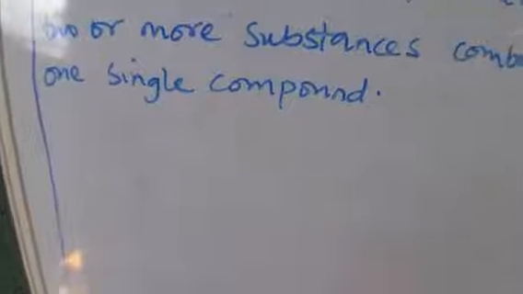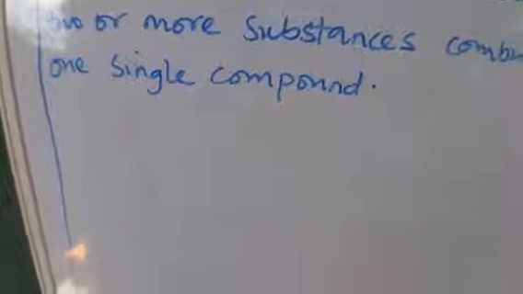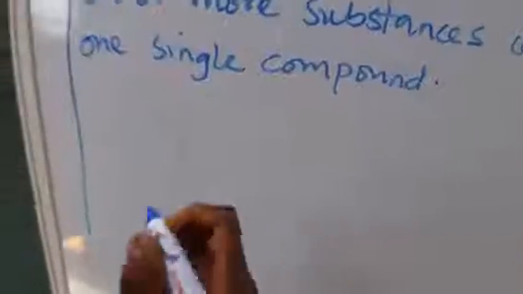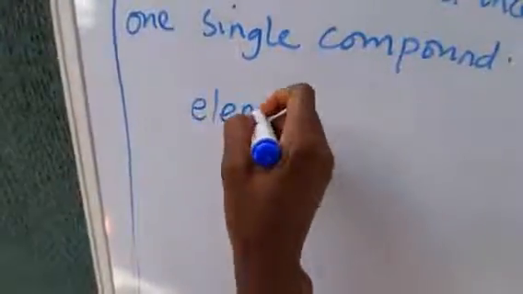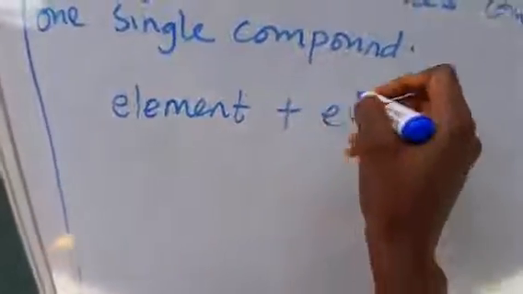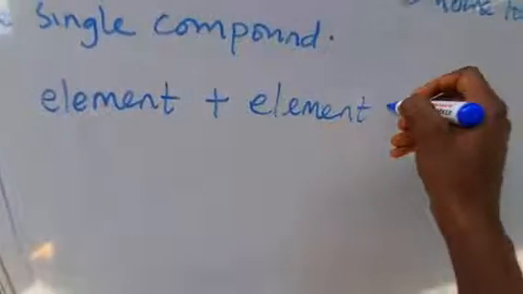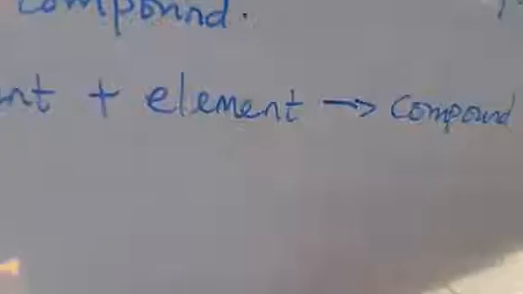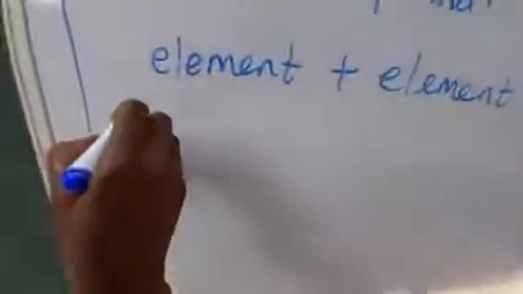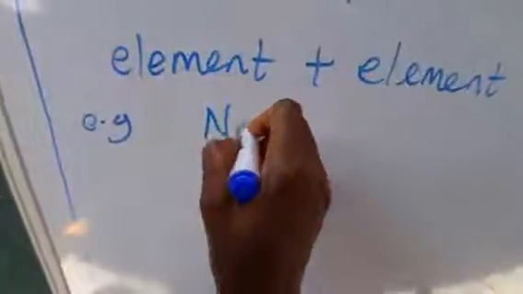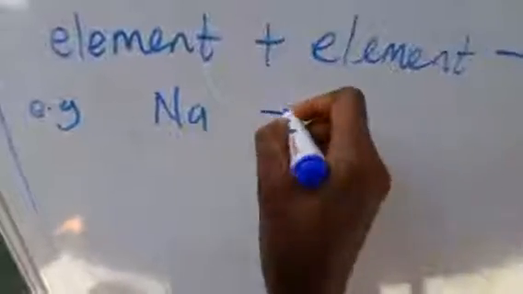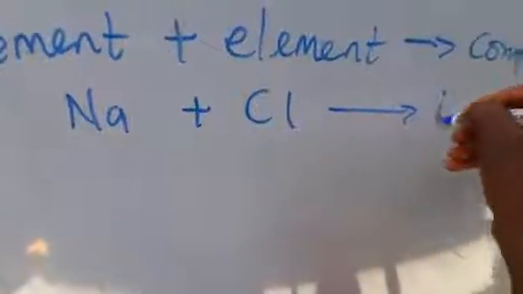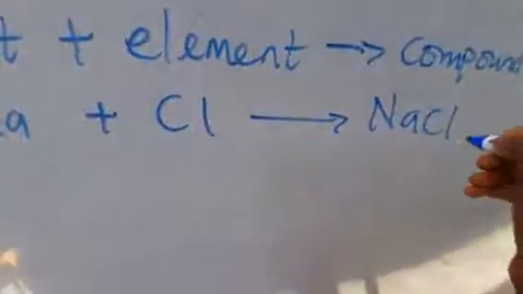Combination reactions can occur in any of the following ways. We can have an element reacting with another element to give us a compound. For example, we have sodium reacting with chlorine to give us sodium chloride.